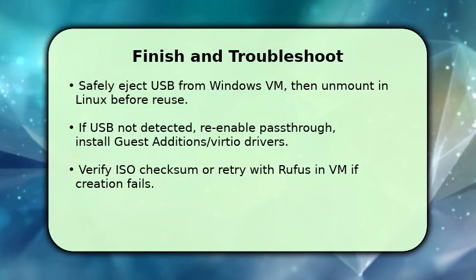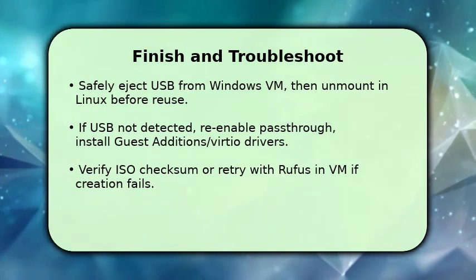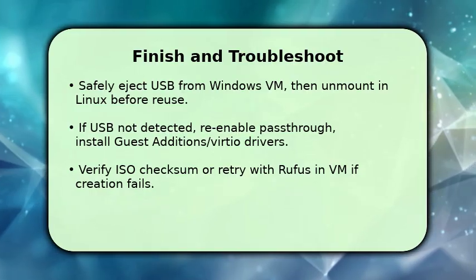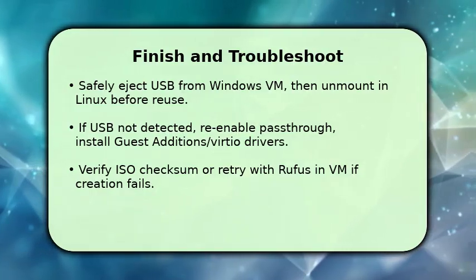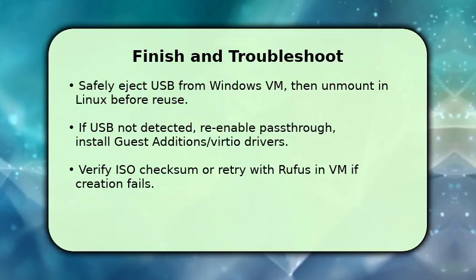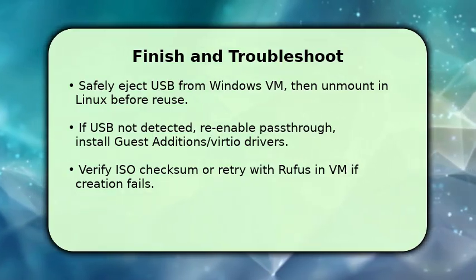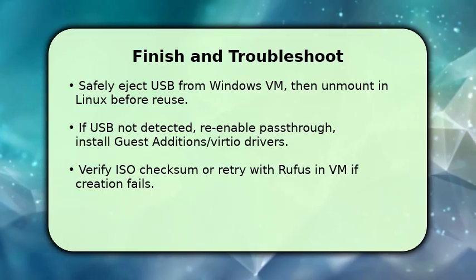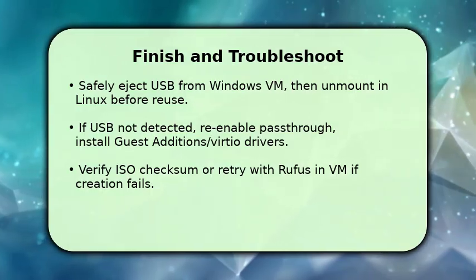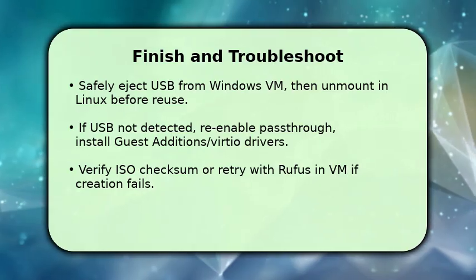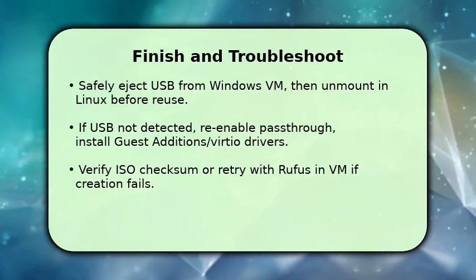Once the media creation tool finishes, use Windows safely remove hardware to eject the USB, then detach it from the VM and unmount in Linux. This prevents file system corruption. If the USB did not appear in the VM, recheck USB pass-through settings and install guest editions or Virtio drivers so device forwarding works reliably.